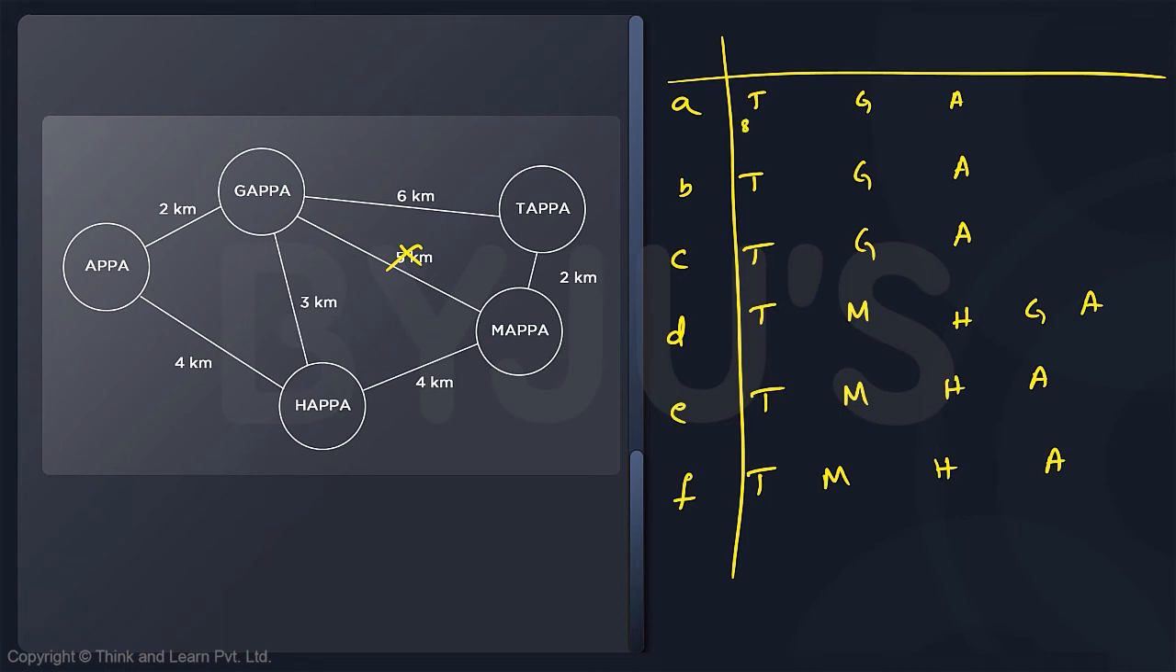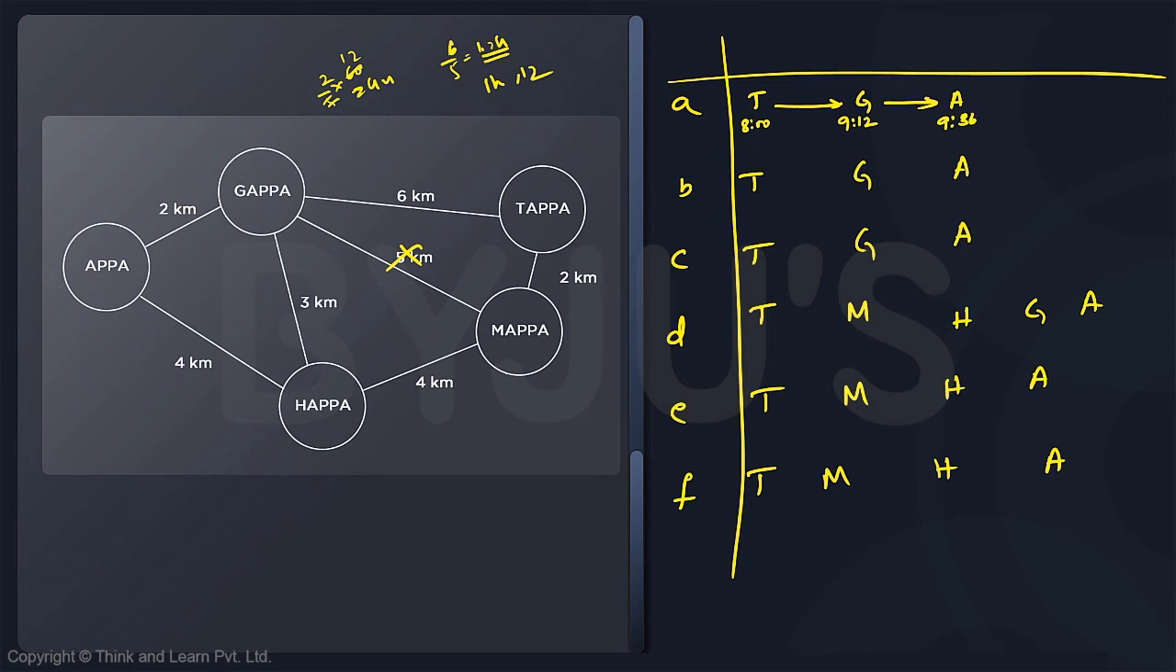So let's see what happens here. Now they're starting at 8. So the first person is starting at 8. T to G is 6 kilometers. So 6 by 5 is 1.2 hours, which means it is 1 hour 12 minutes. So I'll reach at 9:12. Now G to A is 2 kilometers. So 2 by 5 into 60 is 24 minutes. So I will reach at 9:36.